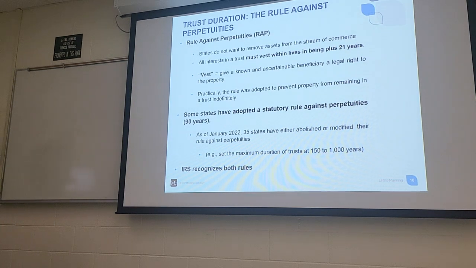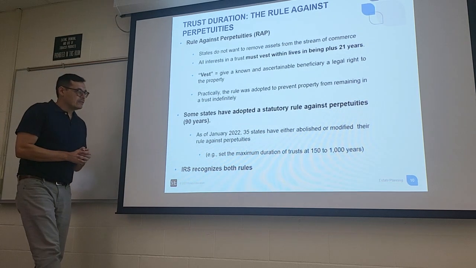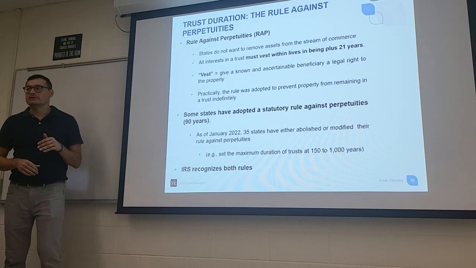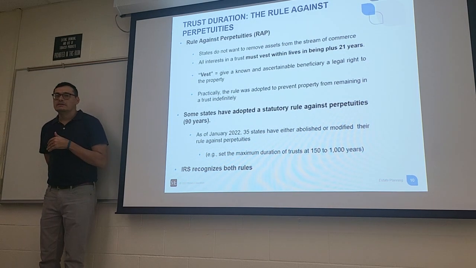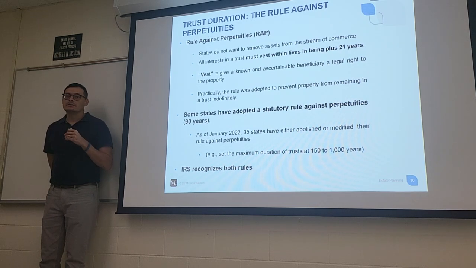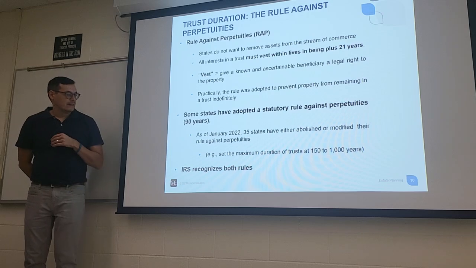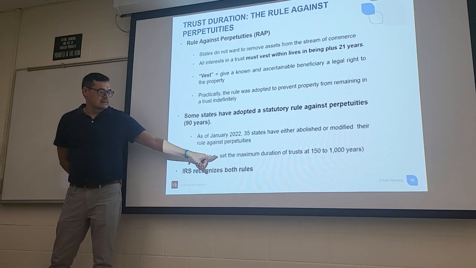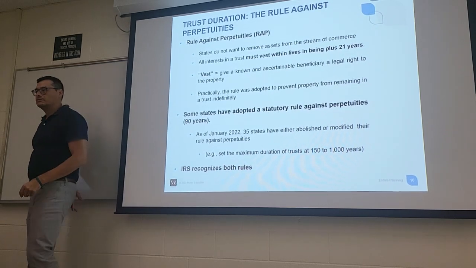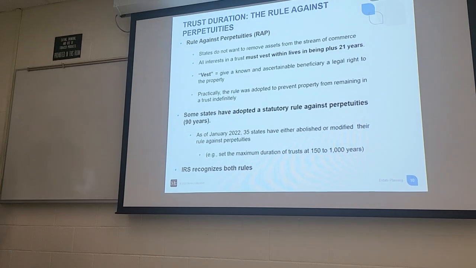Well, they didn't like that either, okay? So now, and I won't test you too much on this because this is a very technical question. This is why there's an entire course on this. If you go to law school, you may decide to go to law, you'll be taking trust law, okay? Now, in certain states, you can set a maximum duration. They'll set it up a certain way between 150 and 1,000 years, okay?